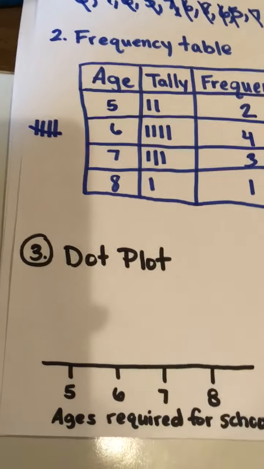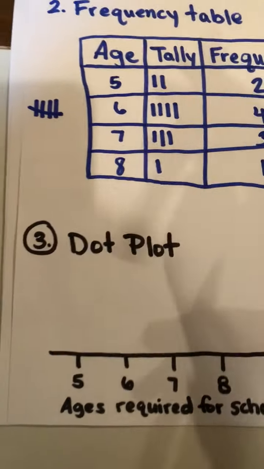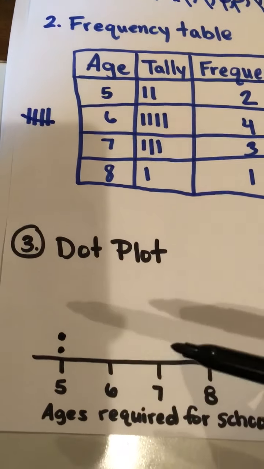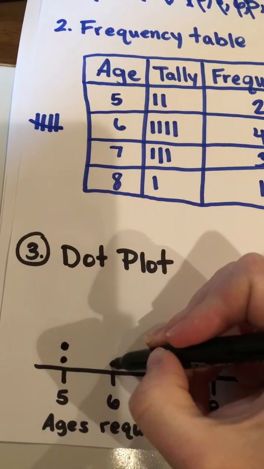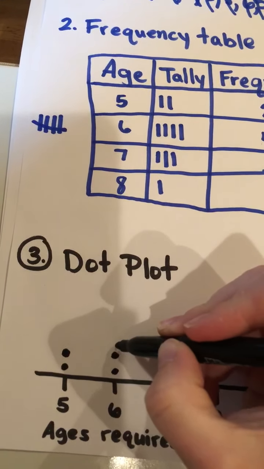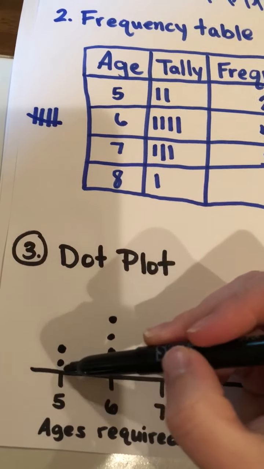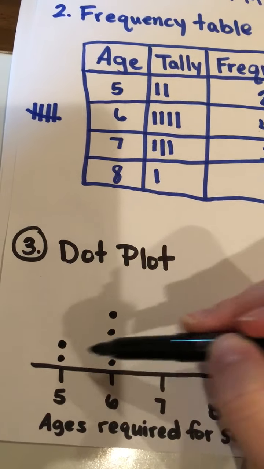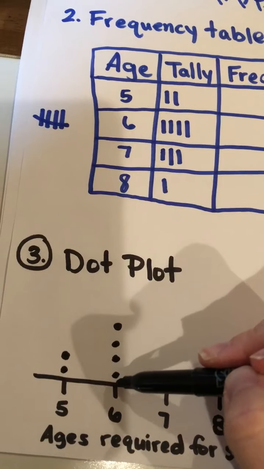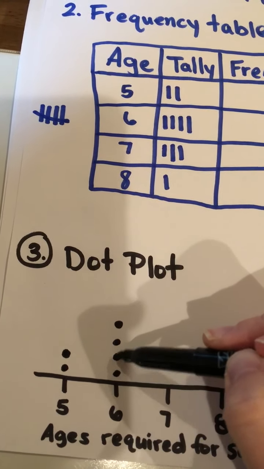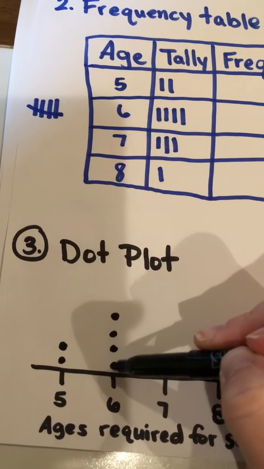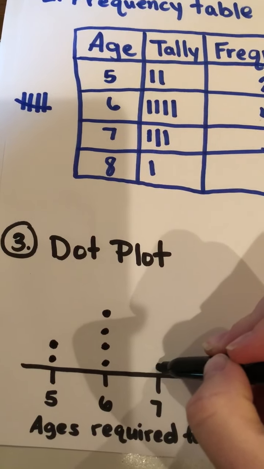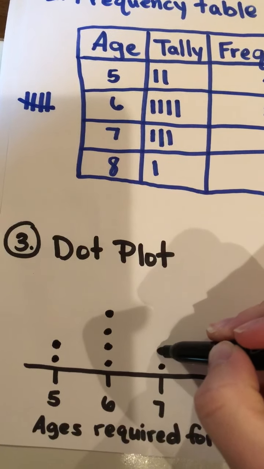So 5 happened twice, so I'm going to draw 2 dots. 6 happened 4 times, and I'm going to try to make my dots even. Just kind of like a tape diagram, they have to be even. If I had 4, I can't have 1, 2, 3, 4 and have 4 end here. They have to be even with each other. So 7 has 3. Try your best to be as even as possible. It doesn't have to be perfect.